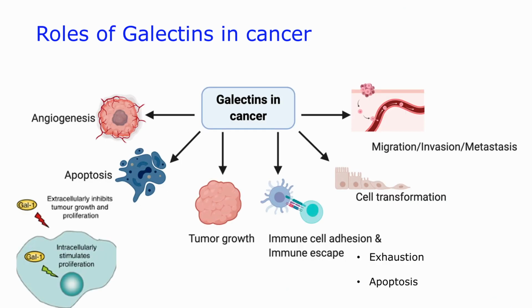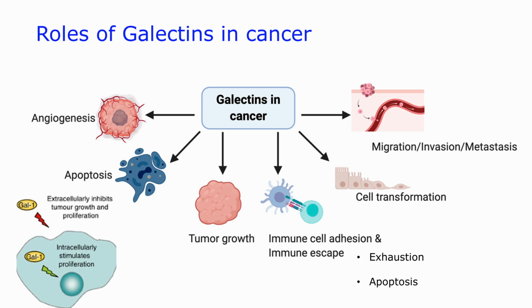When it comes to cancer, it's very controversial. If you look at the literature, there are lots of papers emphasizing that galectins are involved in metastasis and tumor invasiveness, and in immune cell exhaustion and T cell apoptosis. But there are some reports showing that galectins help in the context of cancer because they induce apoptosis in tumor cells. So it's very controversial.